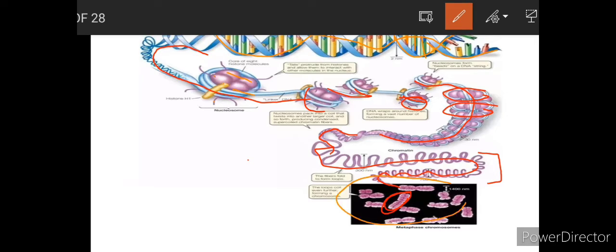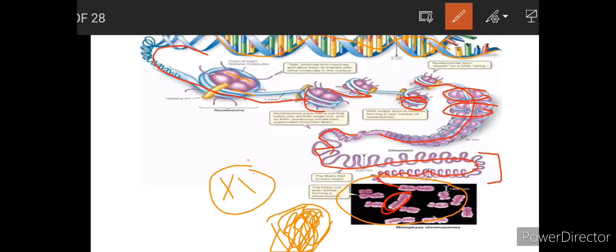These chromosomes are present in the nucleus. First they were like this, full, meaning they were not in order. When they prepare for cell division, they become organized, like this.